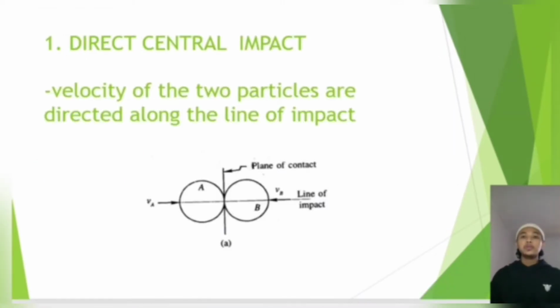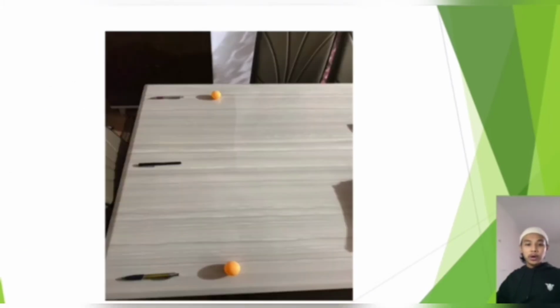We continue to the first experiment scenario, which is direct central impact. Direct central impact is when the velocity of two particles is directed along the line of impact. Okay, we go to our first scenario. As you can see, this is our experiment.